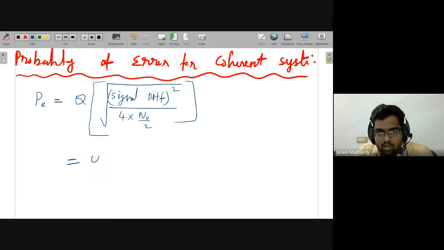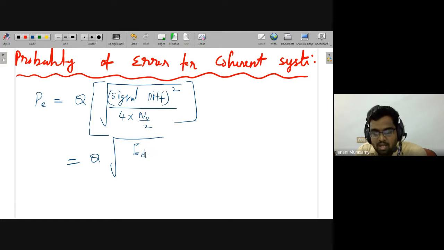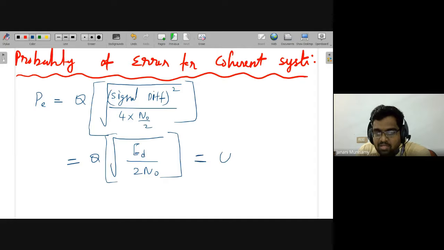So Q of the square root of the signal difference, I will write it as ED. The signal difference square, I will write as ED. If you simplify this again, it becomes 2 n naught. So now I will consider this as some number, say Q of x.